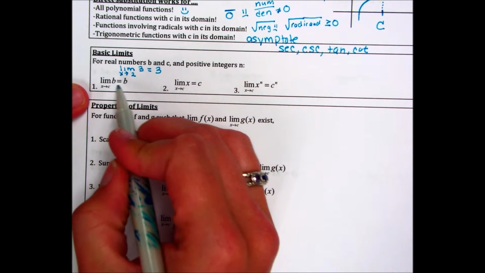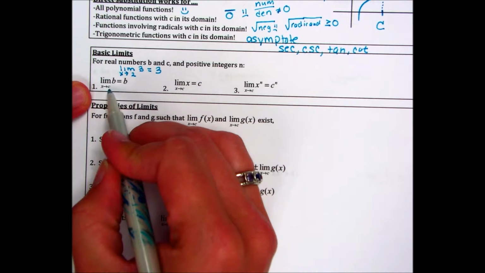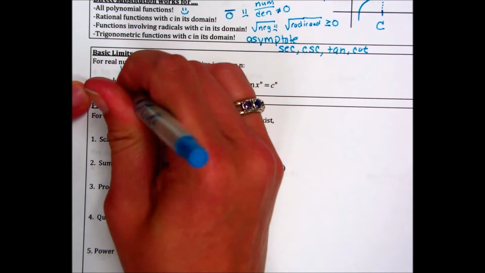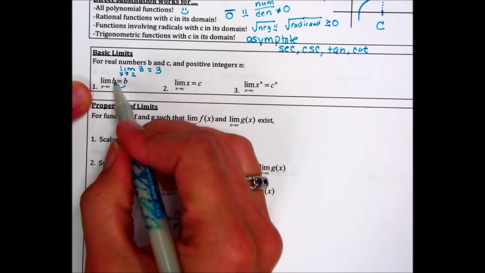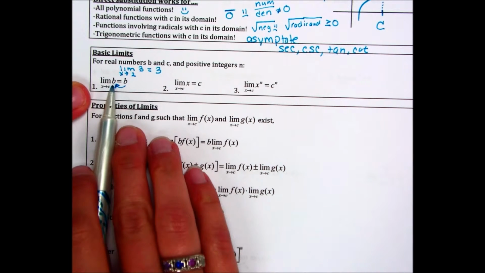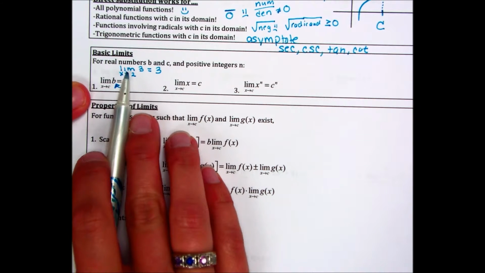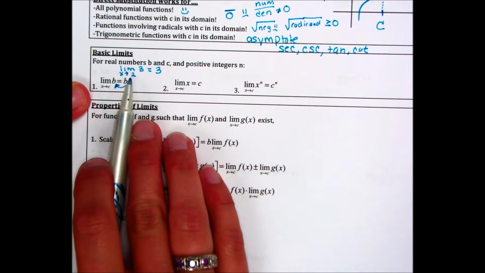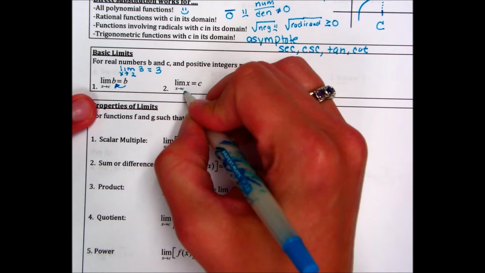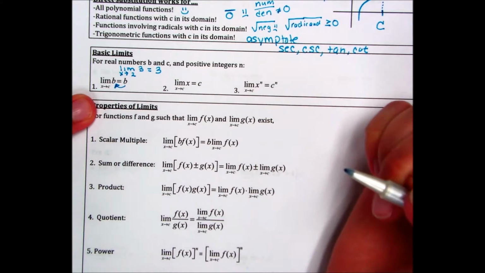Okay, so if we have the limit of b as x goes to c, then the limit itself is going to be that b value. There's no place to plug in c into the equation or into the function, therefore it's going to be simply whatever number is sitting there. So an example is limit of 3 as x goes to 2, that would equal 3. Okay, the limit of x as x goes to c, again, it's just plain old x. There's nothing else going on.